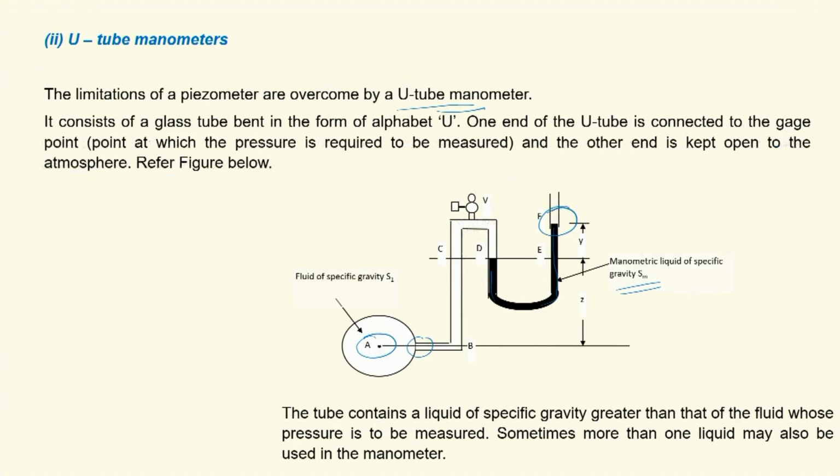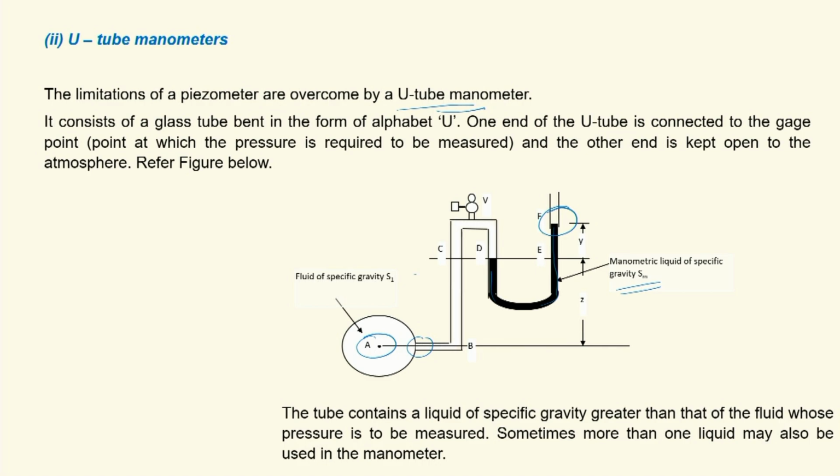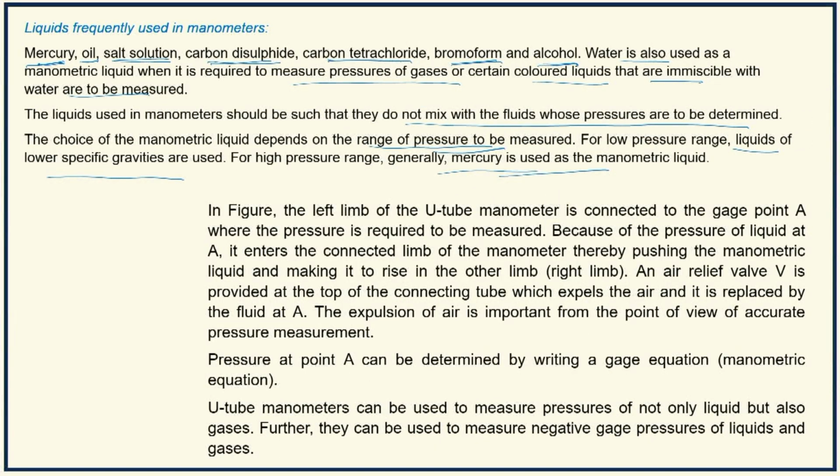Now, again, this we have already explained. In the figure, this is the left limb and this is the right limb. The left limb is connected to the gauge point A, where the pressure is to be measured, and because of the pressure of liquid at A, the liquid enters the connected limb, that is the left limb of the manometer, and pushes the manometric liquid.